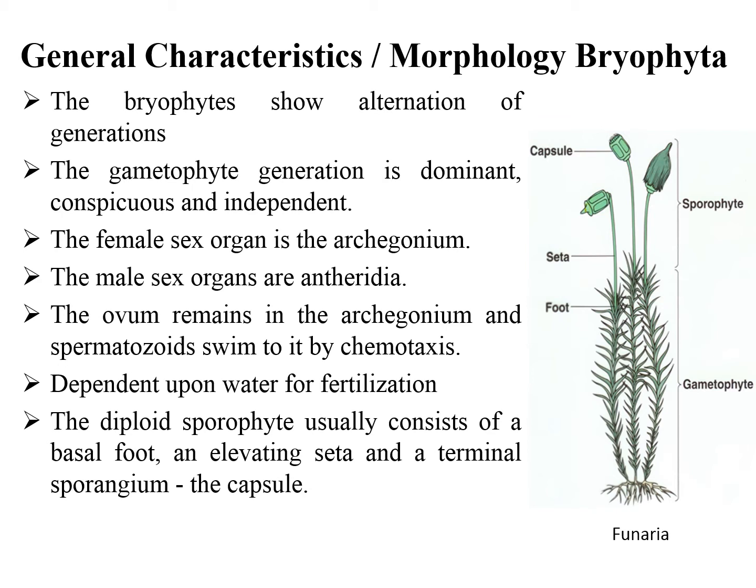Bryophytes are also called amphibians of the plant kingdom because they are terrestrial plants but require water to complete their life cycle at the time of sexual reproduction. They depend upon water for fertilization as the sperm swim in a water film. If you look at the picture, the diploid sporophyte usually consists of a basal foot, an elevating seta, and a terminal sporangium, the capsule.